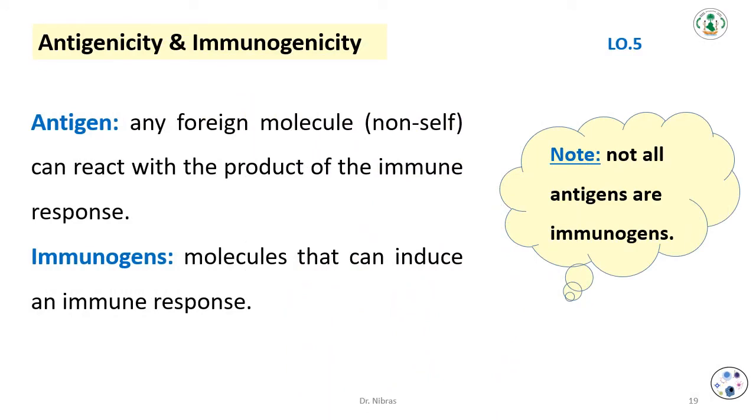Antigenicity and immunogenicity. Antigen, any foreign, non-self molecule that can react with the products of the immune response. Immunogens, molecules that can induce an immune response. There's a very important note that not all antigens are immunogens. That means not all antigens can stimulate the immune response.